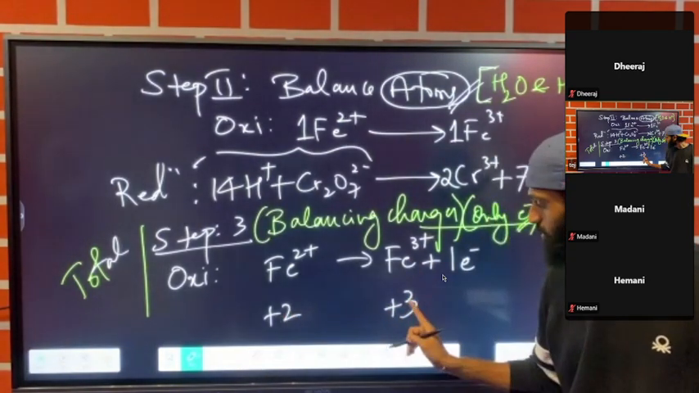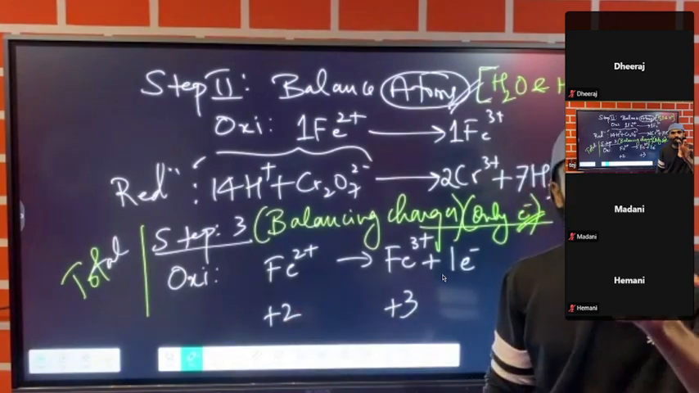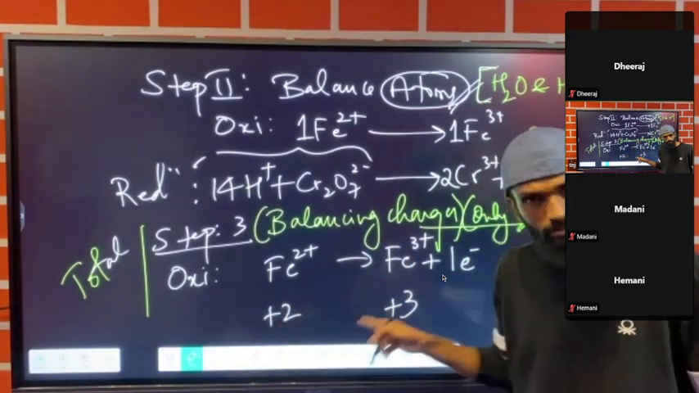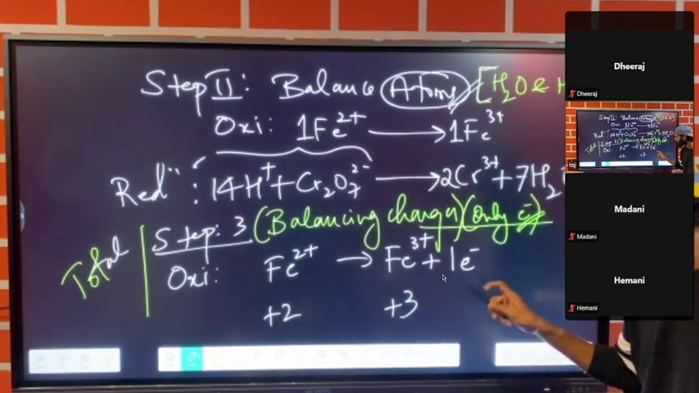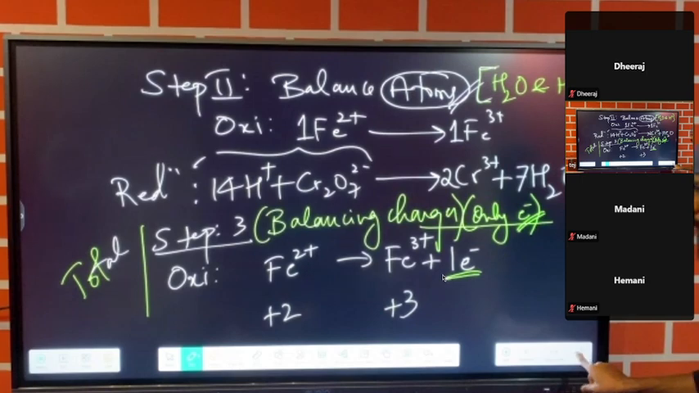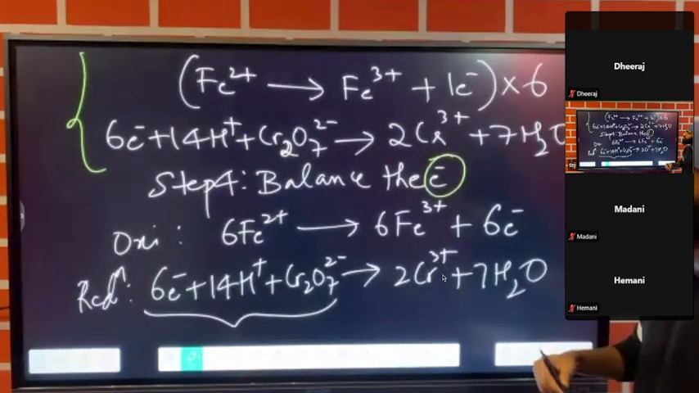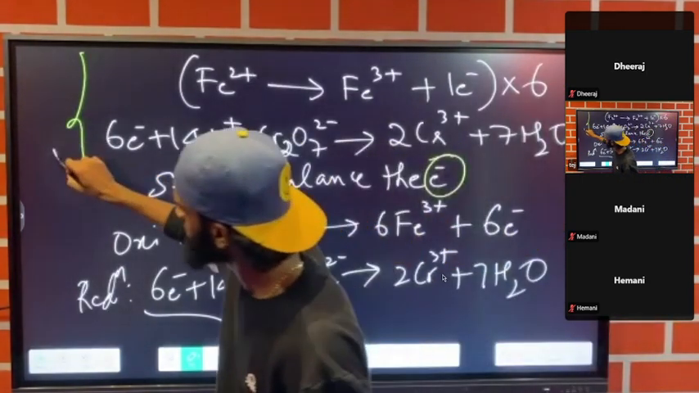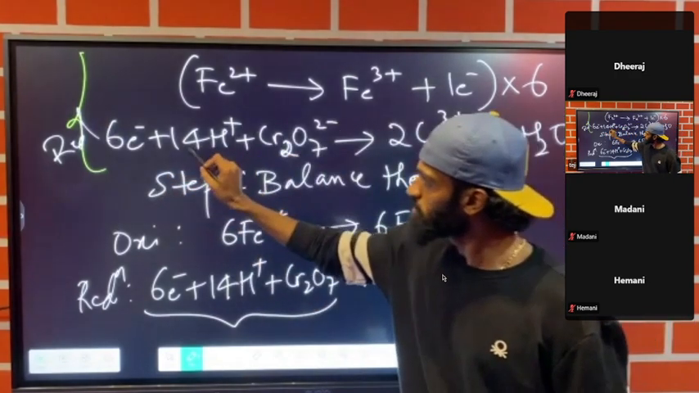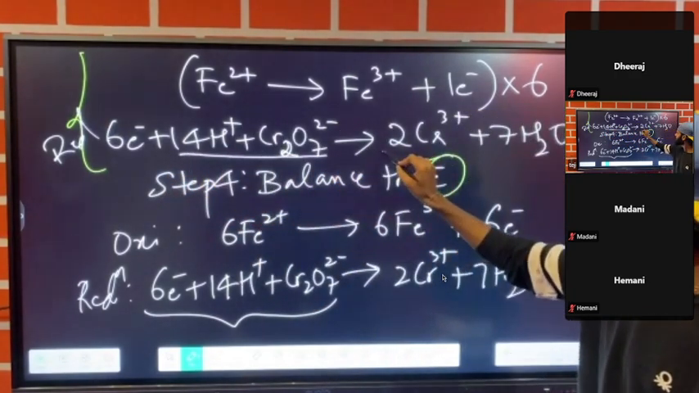Find the difference. 3 minus 2 is 1. Add that 1 electron on the more dominant side. Who's more dominant between 3 and 2? 3. More in number, no. So add one electron here. Getting it? Done. Similarly, go to reduction half. Yeah, it's here, see. Like this, reduction half. So this was already there. This was already there. Fine.